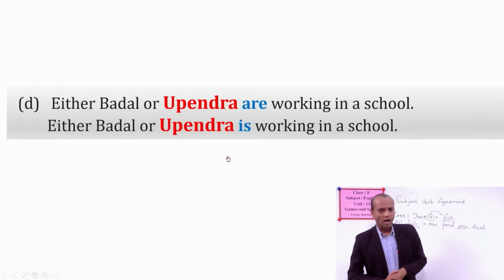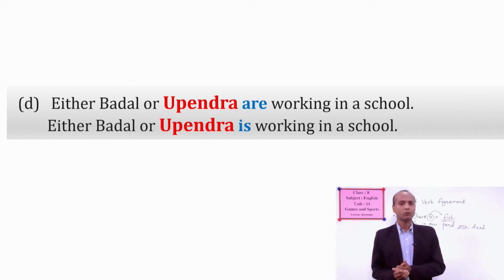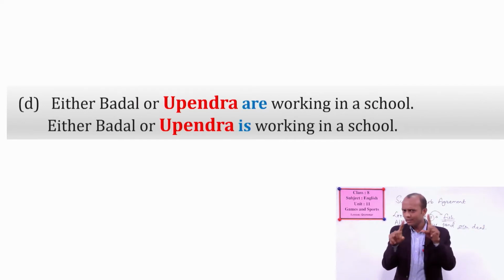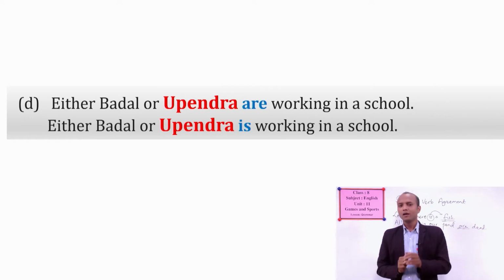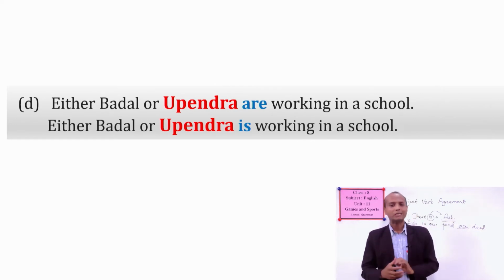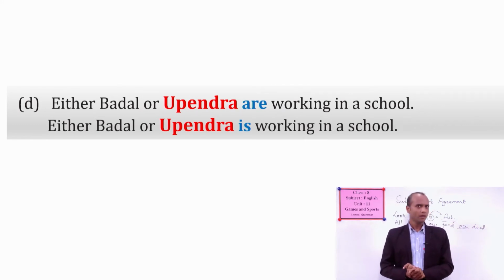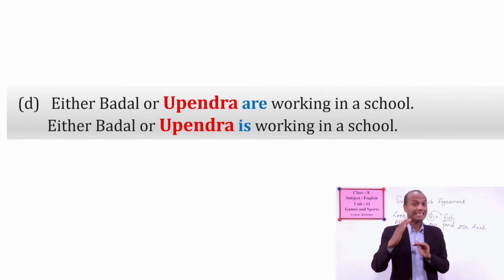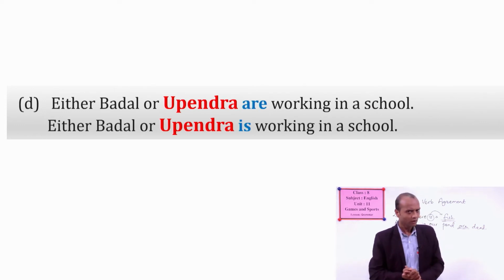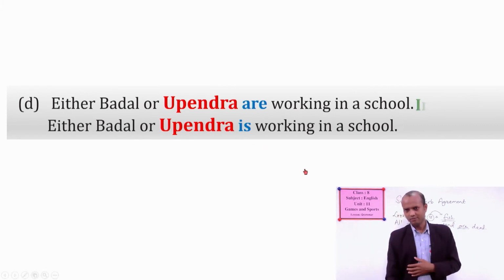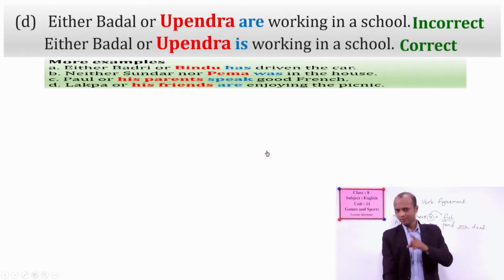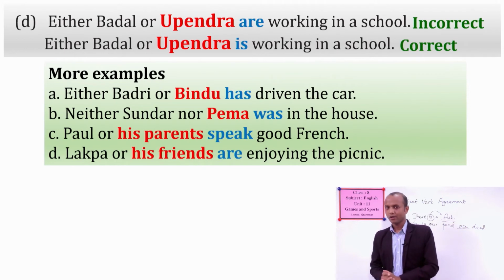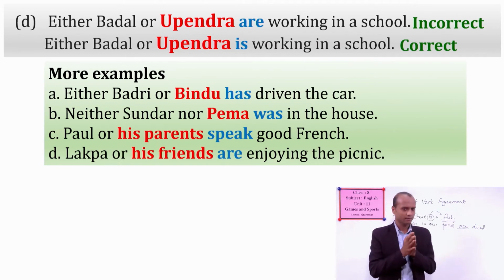Let's say number D. Either Badal or Upendra are working in a school. Please read the second sentence: either Badal or Upendra is working in a school. There are two sentences. Which one do you think is correct? Yes, the second sentence is correct. Why? Read these sentences. Where are the subjects? They are with the verbs, aren't they?